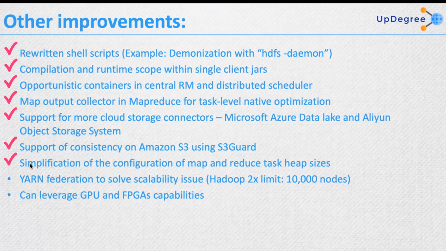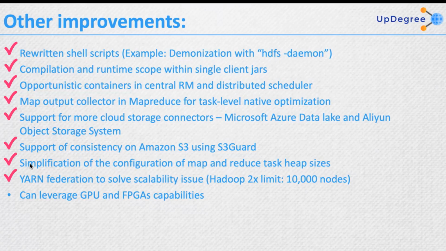Simplification of configuration of map and reduce task heap size. People who have already worked on configuration management for MapReduce must know the difference: with 2x, we had to set two types of properties. One is for memory, and another is for the Java heap, which is the actual memory used to process the data. But now you can just set one property, memory.mb, and the ratio will be automatically taken to run within the heap sizes. So you do not really need to worry about setting two properties now.